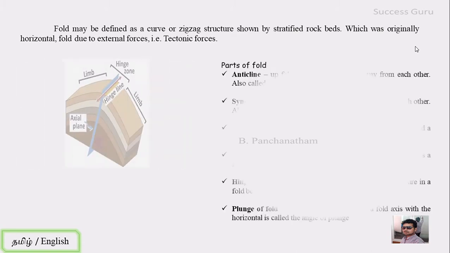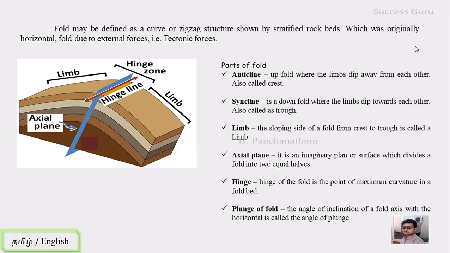And the parts of fold. The first one is the anticline, which is an upfold where the limbs dip away from each other. That anticline is also called the crest. The syncline is a downfold where the limbs dip towards each other, and it is also called the trough. The limbs are the sloping sides of a fold, from a crest to a trough.